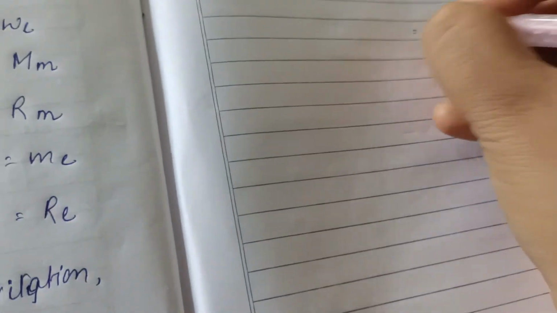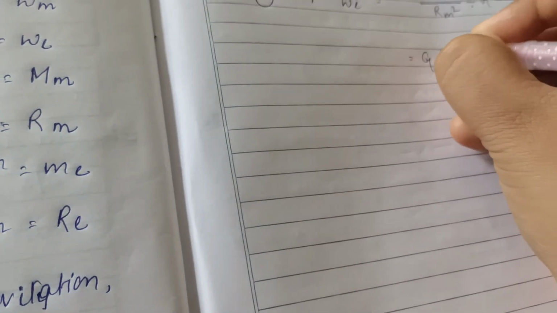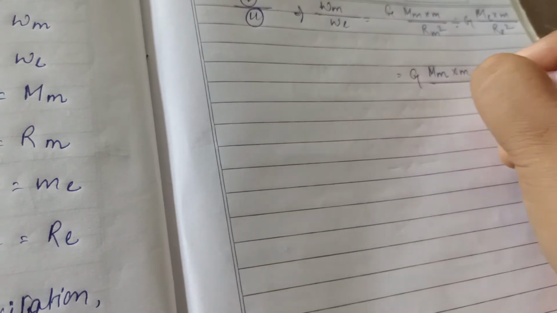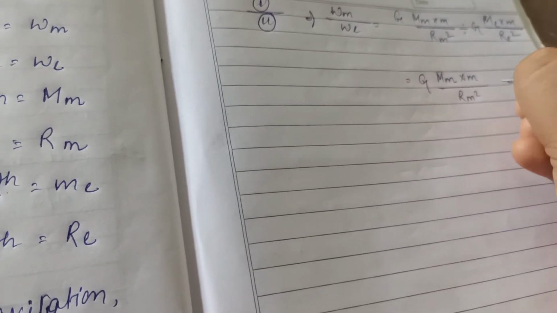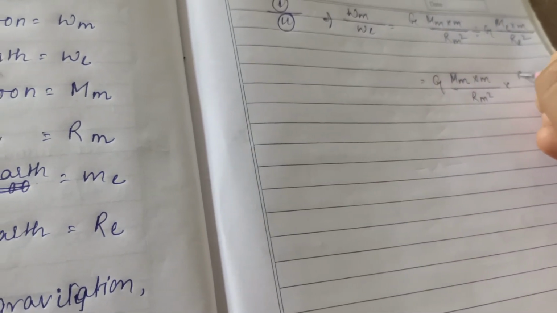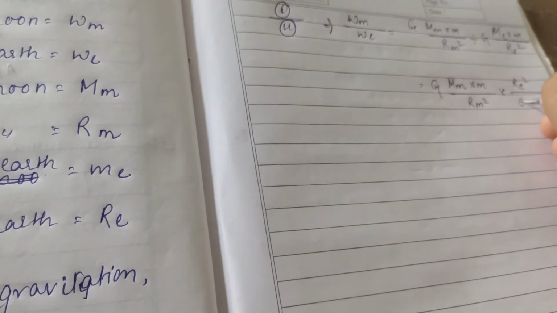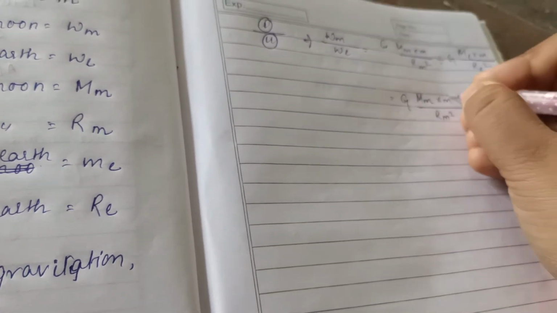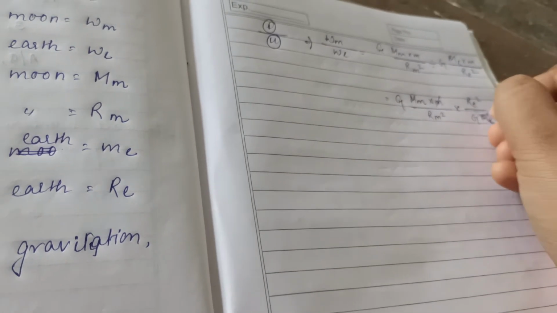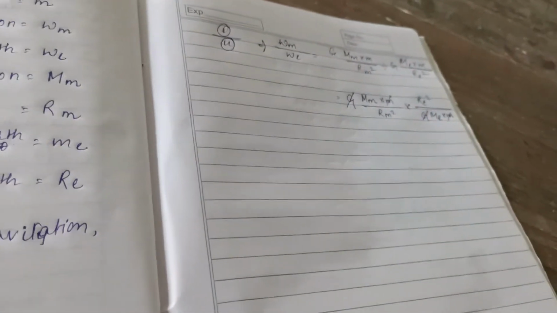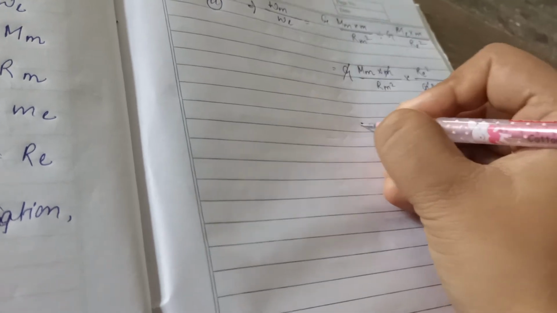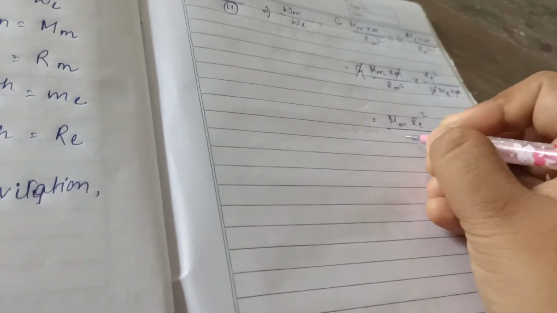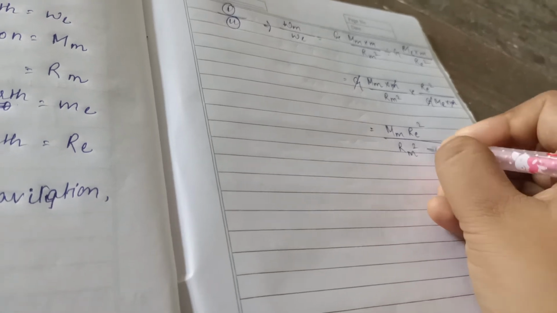So we can write G Mm into m by Rm square into Re square by G Me into m. The m into m cancel, the G cancel, so it can be written as Re square by Rm square Me, that is, Mm Re square over Me Rm square.